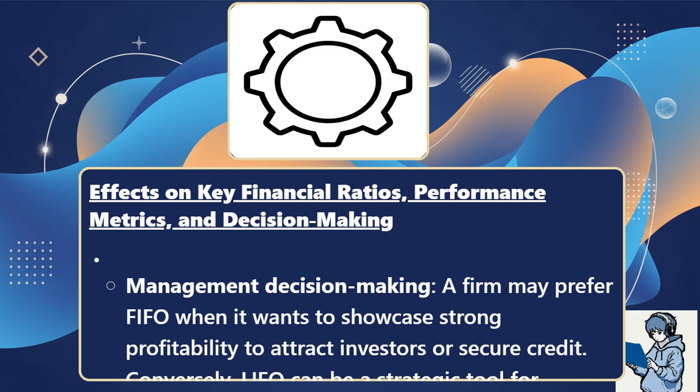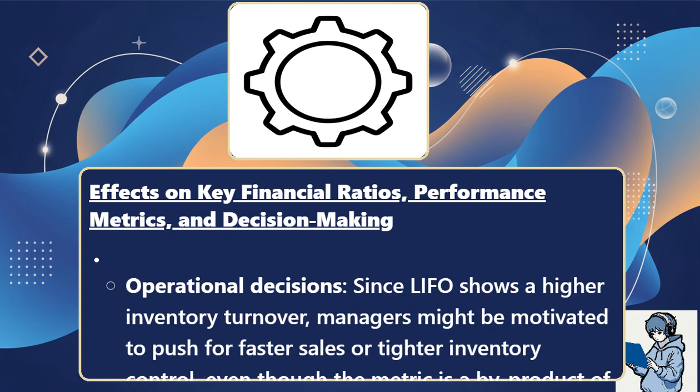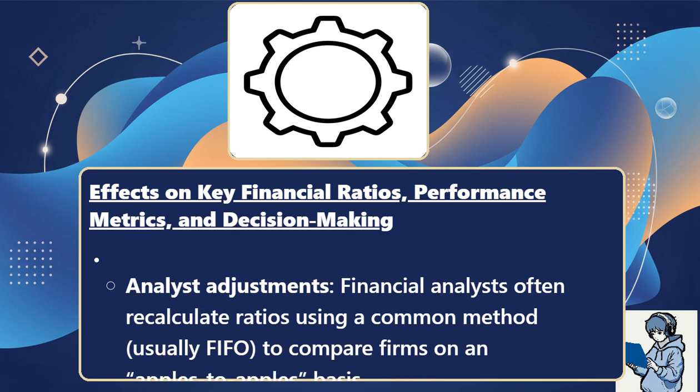Management decision-making. A firm may prefer FIFO when it wants to showcase strong profitability to attract investors or secure credit, while LIFO can be used strategically for cash flow management and tax deferral. Operational decisions. Because LIFO shows a higher inventory turnover, managers might be motivated to push for faster sales or tighter inventory control, even though this metric is a byproduct of the accounting choice rather than real efficiency. Analyst adjustments. Financial analysts often recalculate ratios using a common method, usually FIFO, to compare firms on an apples-to-apples basis.